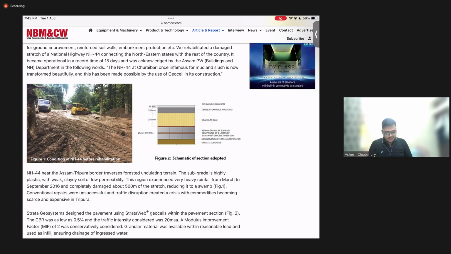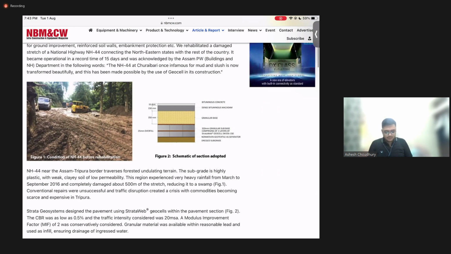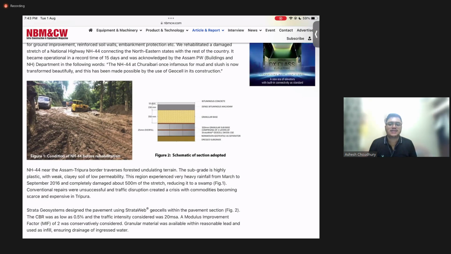So this is a portion of NH44. This portion was the main highway connecting Assam and Tripura. This is the main highway that connects the state of Tripura to mainland India through Assam. There is a place called Churaibari, which is on the border of Assam and Tripura. So this was the condition of the road.